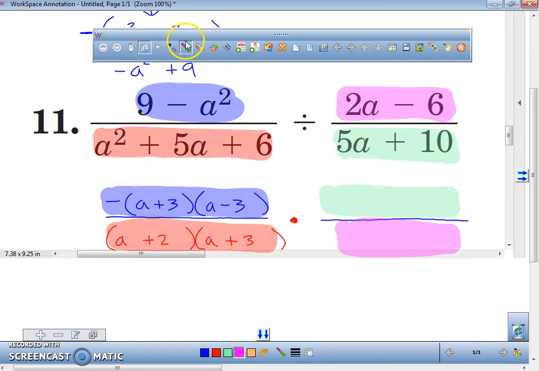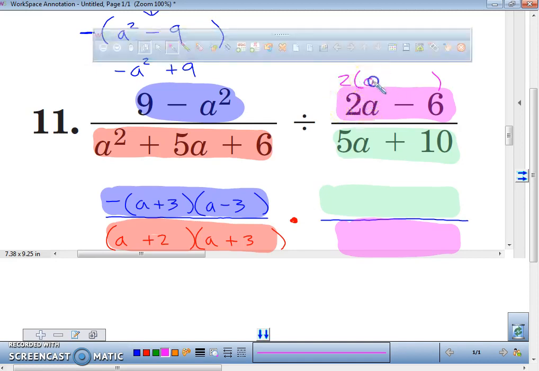Okay? Now, everybody, in the purple up here, we actually have to factor out a 2, because a 2 is in a 2a, and 2 is definitely in a 6. So 2 times what is 2a? 2 times a minus, if I factor out a 2 here, what am I left with? 3. So right now put 2 parentheses a minus 3. And what am I allowed to factor out of a 5a and a 10? I'm allowed to factor out a 5.